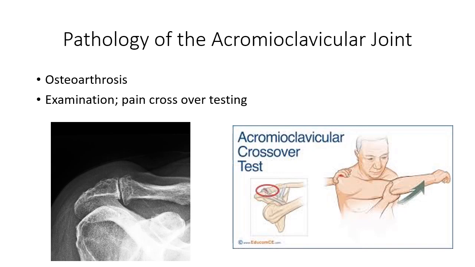After we finish the pathologies of the muscles around the shoulder joint, we will move to the pathologies around the joints. The first joint we are going to describe is the acromioclavicular joint. The first pathology is osteoarthrosis of the acromioclavicular joint. The patient will present with anterior shoulder pain, and on X-ray there will be narrowing of the joint space, subchondral sclerosis, and osteophyte formation. And when we do the crossover test, by adducting the upper limb, the patient will feel pain in the anterior aspect of the shoulder.